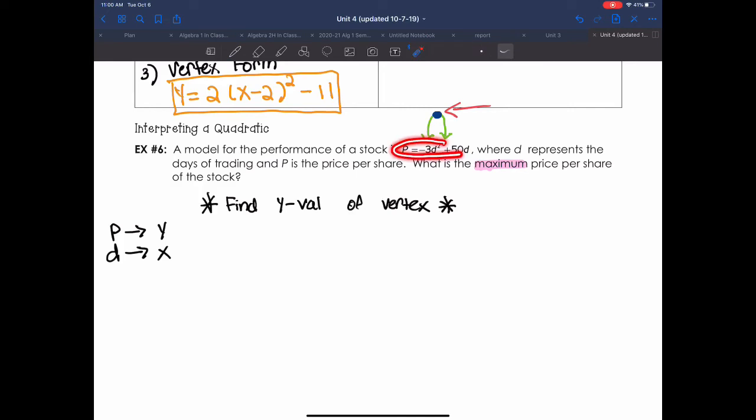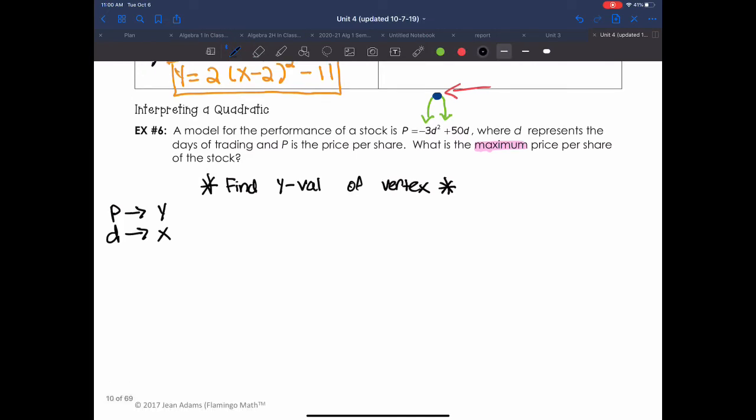So obviously I only have A and B. I don't have a C value, because this is just going to be plus 0 at the end. So my C value is just 0, so we don't even have to worry about it. To find the x coordinate of our vertex, in this case D, we're going to say that D is equal to opposite B over 2A, which is negative 50 over 2 times negative 3.